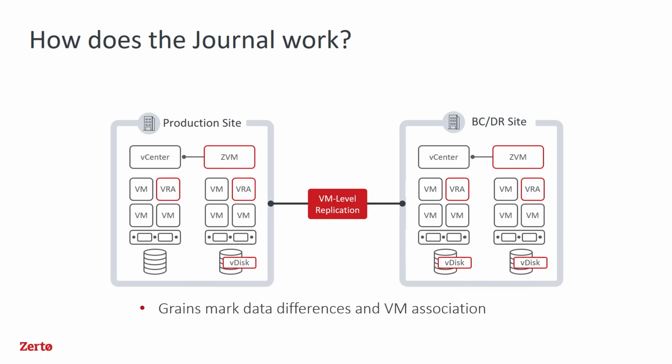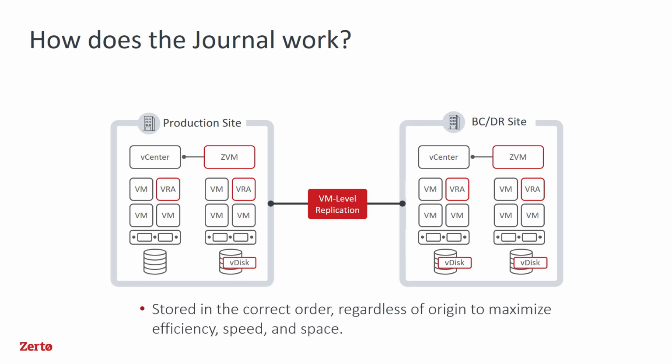These grains contain markers that indicate how the data is different and what VM or VMs that grain is associated with. Once the writes are applied to the recovery volume, the grains are organized back in the correct order, regardless of which journal disk and where on that disk they came from. This maximizes efficiency, speed, and space.